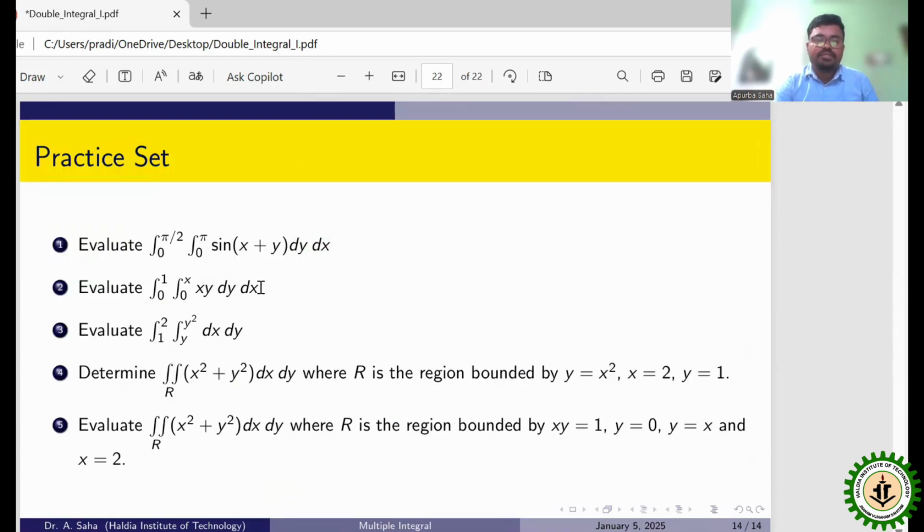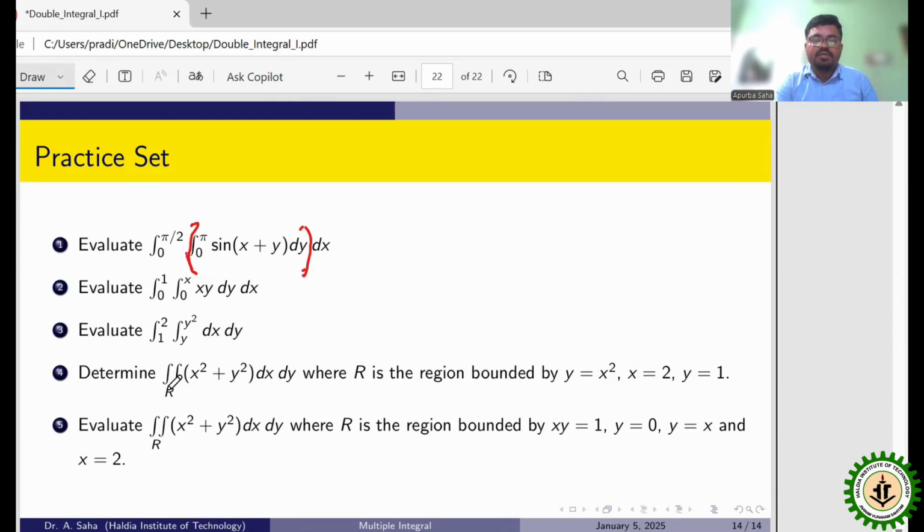Now see some practice set. Evaluate the integral from 0 to π/2, from 0 to π, of sin(x + y) dy dx. For this one, first you have to integrate with respect to y, and you have to treat x as constant, and so on. And for the next one, 0 to 1, 0 to x, xy dy dx, similar process. Evaluate 1 to 2, y to y², dx dy.